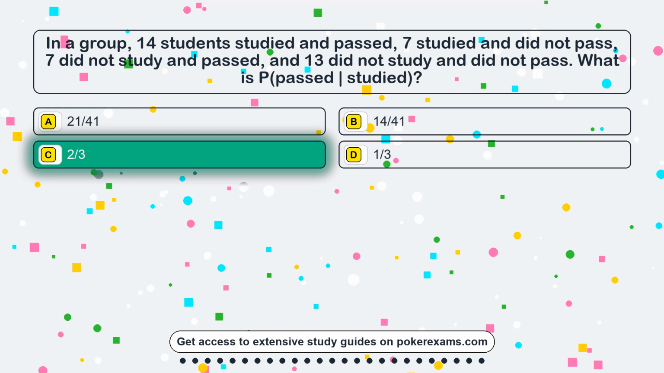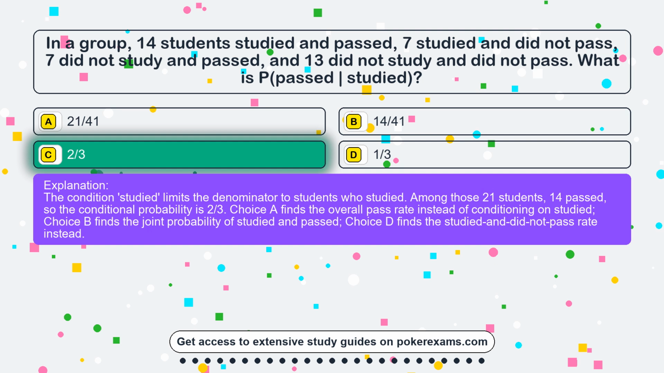The correct answer is option C. 2/3. The condition studied limits the denominator to students who studied. Among those 21 students, 14 passed, so the conditional probability is 2/3. Choice A finds the overall pass rate instead of conditioning on studied, choice B finds the joint probability of studied and passed, choice D finds the did-not-study-and-did-not-pass rate instead.